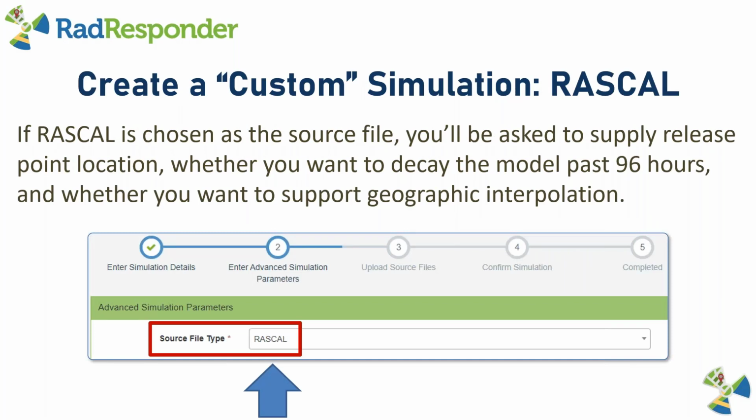We'll talk a bit about RASCL. So rather than selecting NARAC, let's say we select RASCL as our source file type. I'll be asked some more things in the wizard here than with my NARAC selection, as you'll see. So we'll be asked to supply the release point location, whether we want to decay the model after 96 hours, and whether you want to support geographic interpolation. So we'll talk about each of those.